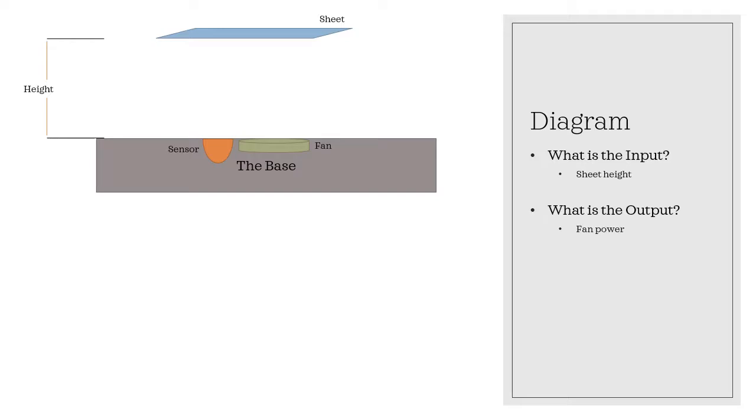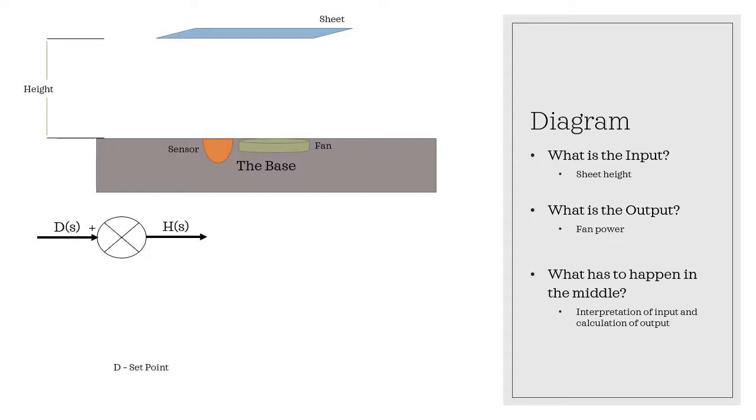What is the output? The output of our system is actually the fan power. We don't directly control the sheet. What we do directly control is the fan, which controls how high the sheet goes as a response to that. But it's not like we have an armature or something we directly control that keeps it at a certain height. And then we need to consider what happens in the middle, the interpretation of the input and then a calculation of the output.